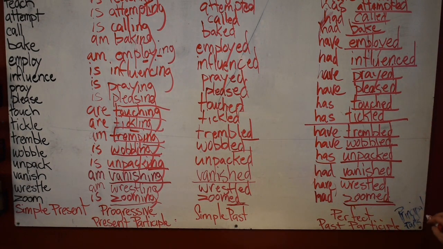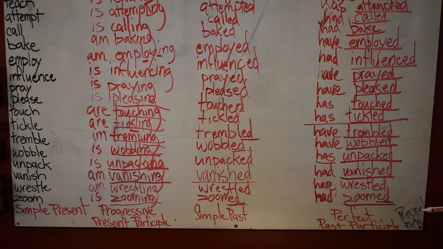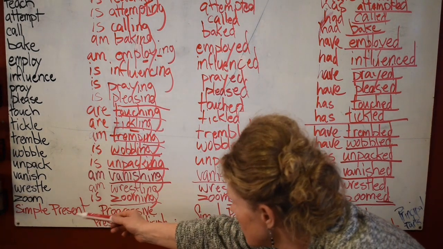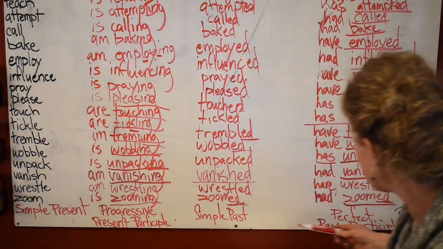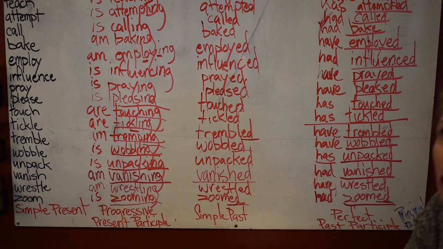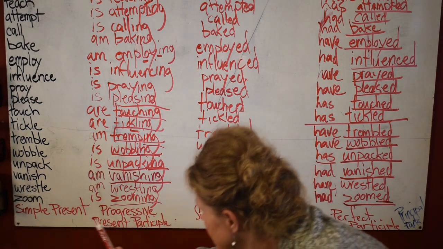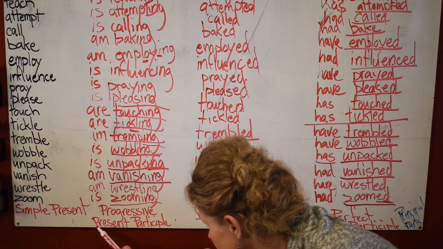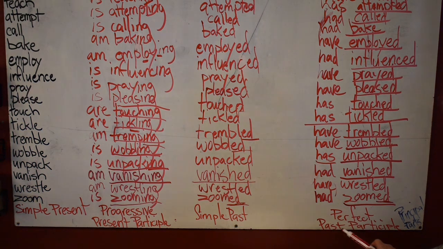Now remember, these are all your principal parts. Your present, simple present, your present participle, your simple past, and your past participle. Those will be considered your principal parts. What are your principal parts? Number 1, simple present. Number 2, present participle. Number 3, simple past. Number 4, past participle. No, I don't want perfect in there.